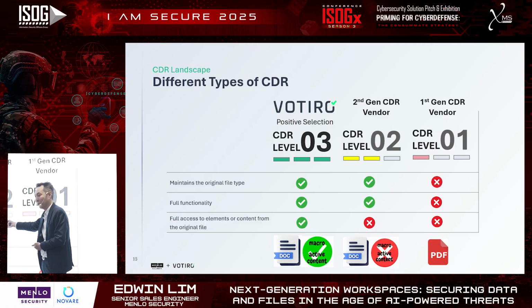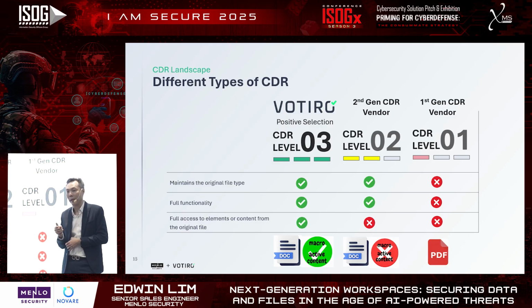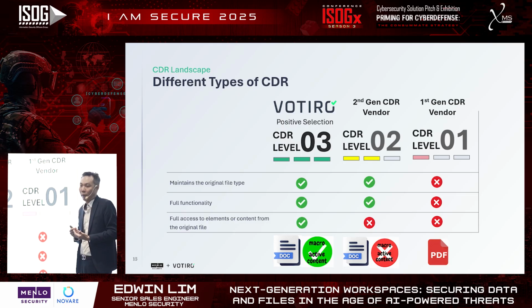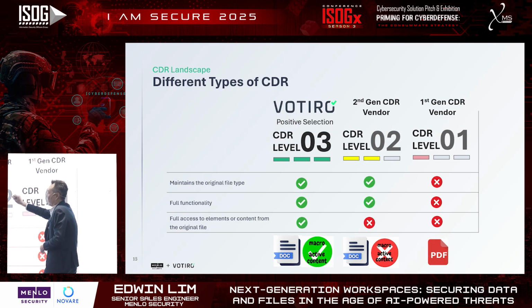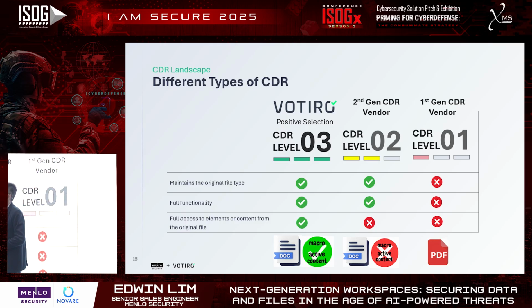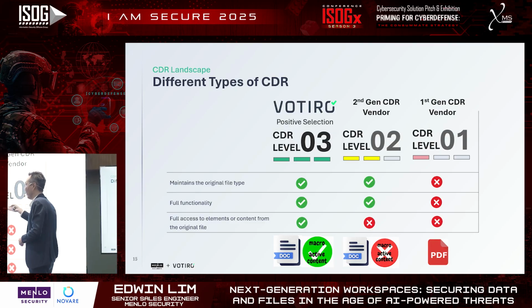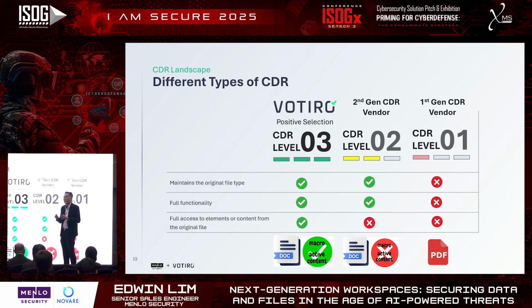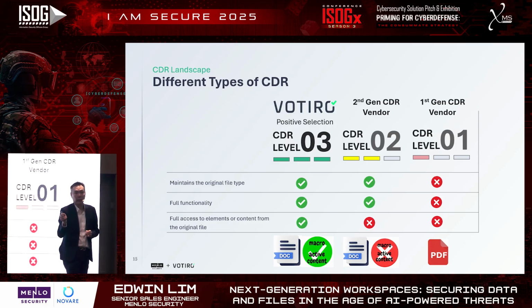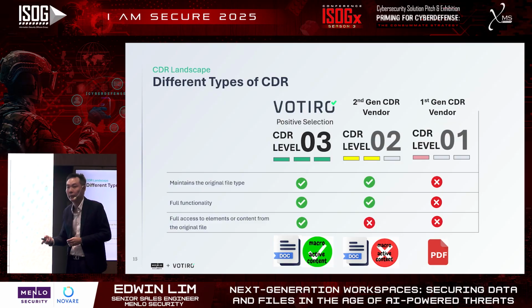Then there's level 2, where they remove the macros from the file. By removing the macros, there are some useful tools or macros that you have written that you want to use, and you cannot use them anymore. That's not very useful. So Votiro is actually at level 3, where we have this patented positive selection technology. It's patented, so nobody can copy it. All the macros will still remain in the files that are being sanitized.